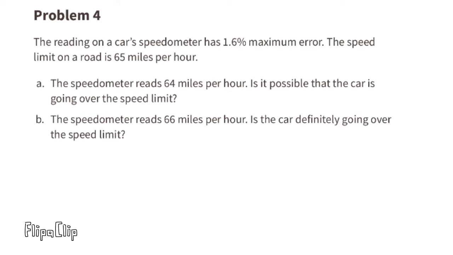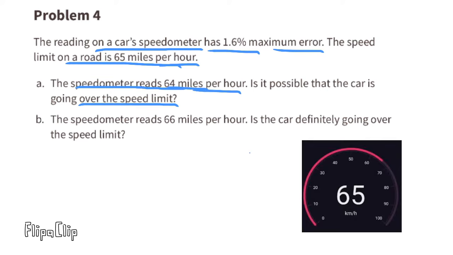Problem number 4. The reading on a car's speedometer has 1.6% maximum error. The speed limit on a road is 65 miles per hour. A. The speedometer reads 64 miles per hour. Is it possible that the car is going over the speed limit?